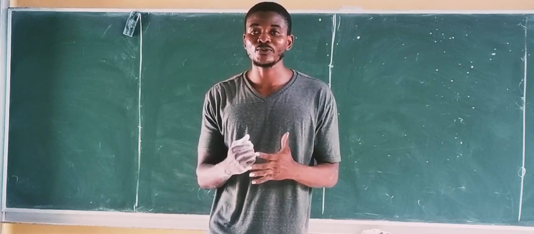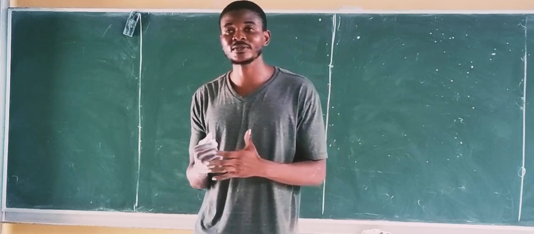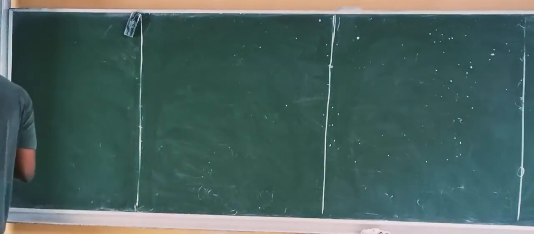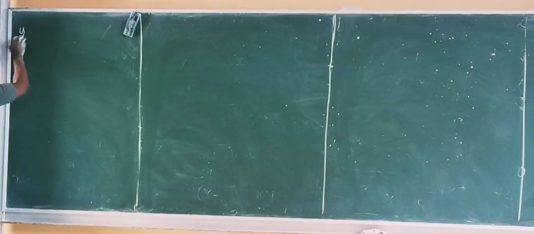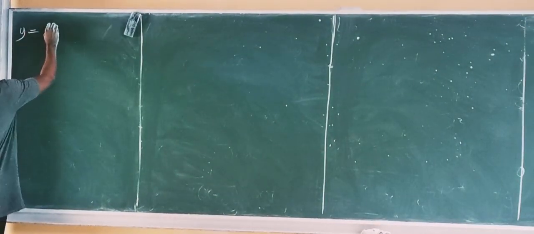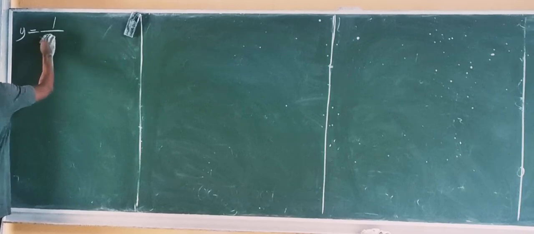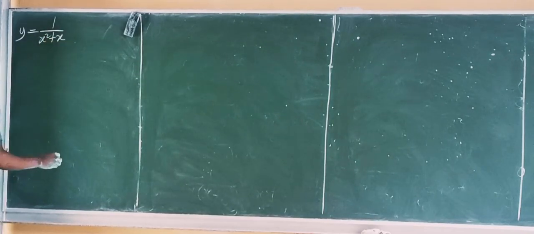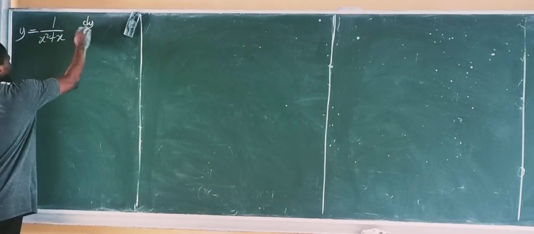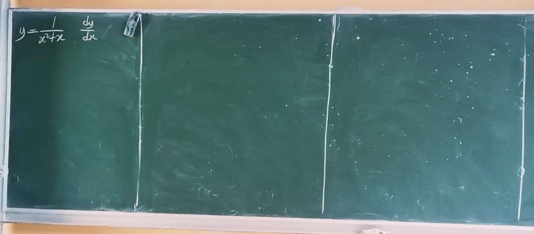So let's continue from rational function of differentiation. Now let's say we have y equal to 1 over x squared plus x, and we are asked to find dy dx from first principle. So let's say we have this.